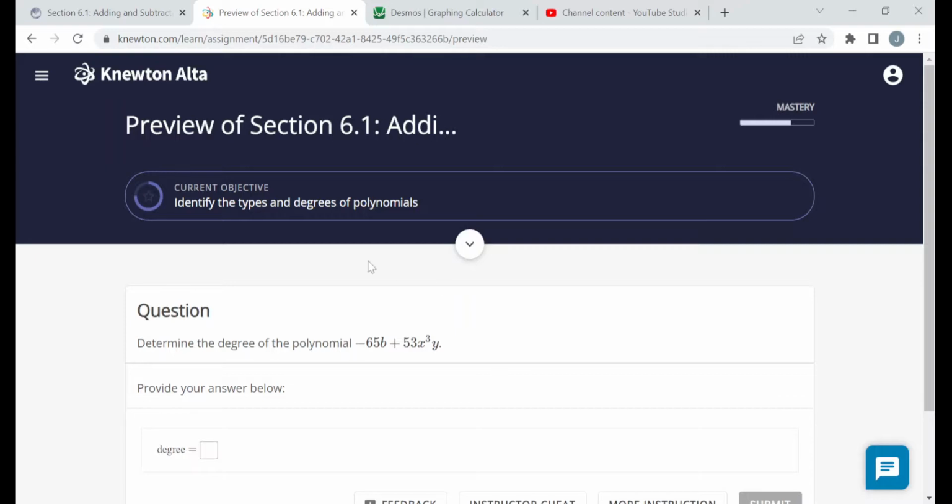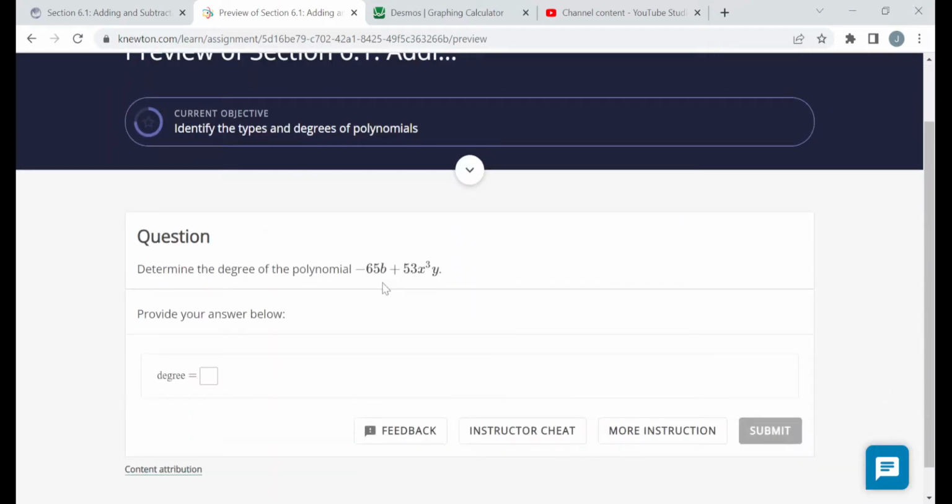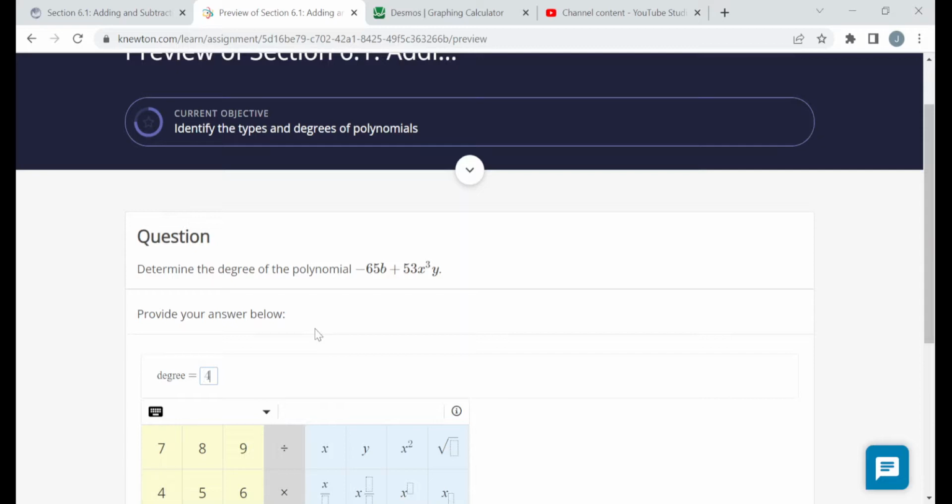All right, then one more of these. What's the degree of the polynomial? Remember, you look at the degree of each term, and then whatever the highest of those degrees is, that's the degree of the polynomial. So the first term, negative 65b, just has degree 1. That's b to the first. And then 53x cubed y, the powers add up to 4, 3 plus 1. So it's a degree 1 term and a degree 4 term. The highest of those is degree 4. So this would be called a degree 4 polynomial.